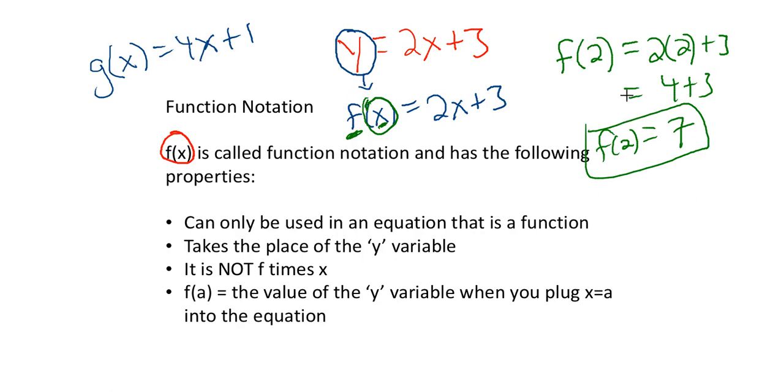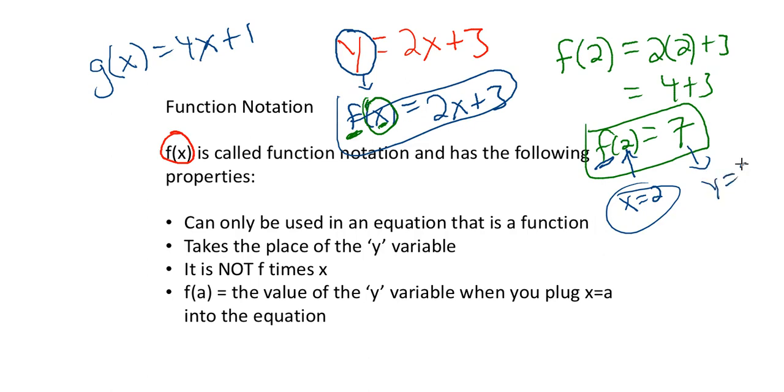When I look at this conclusion, I'll know which equation was used, that we used this equation to get this result. Not g, we used f. And for x, we plugged in the number 2, so x was equal to 2. And for y, we got y was equal to 7. So that's a lot of good information contained in the symbols that we're using there. So that's why we like to use function notation.